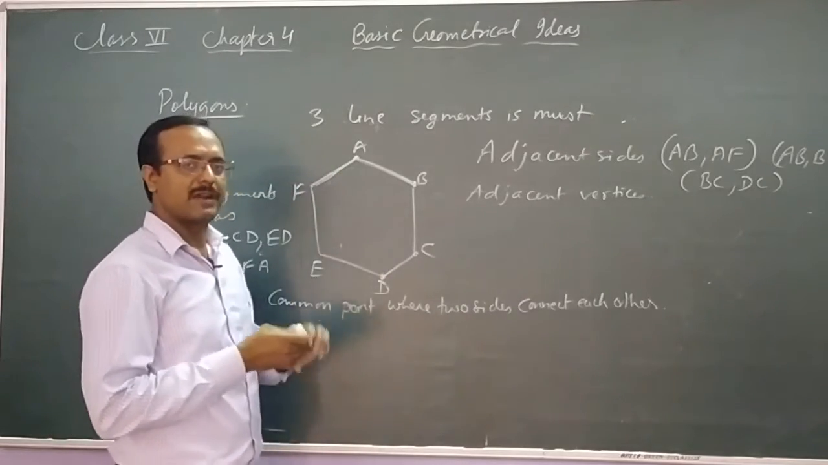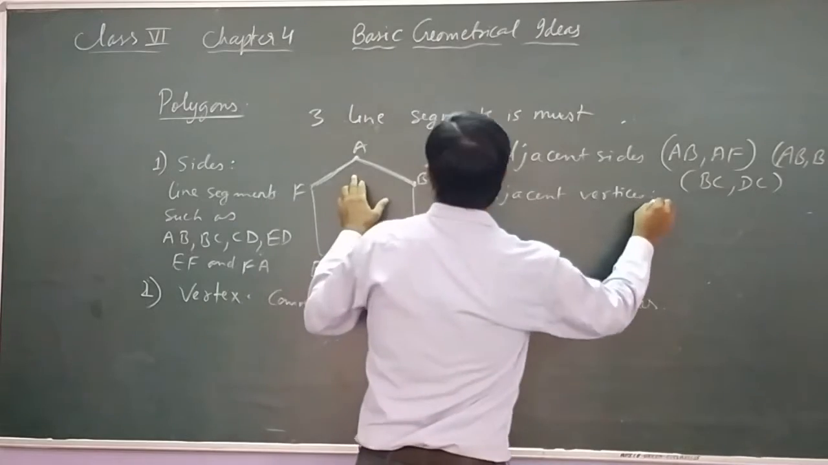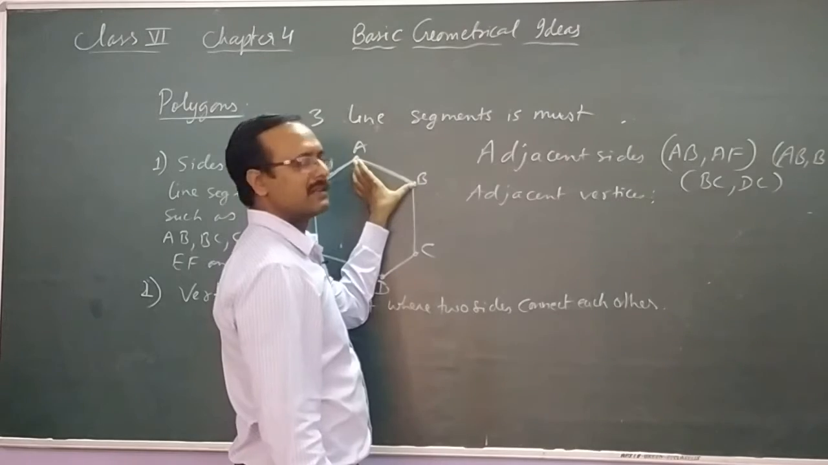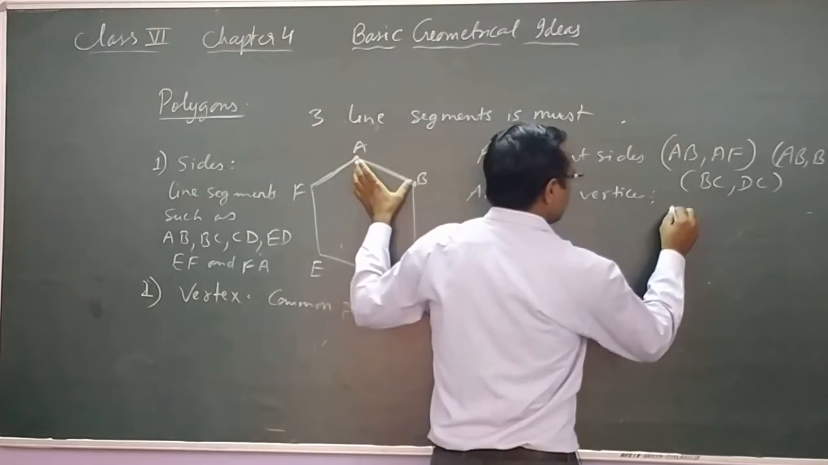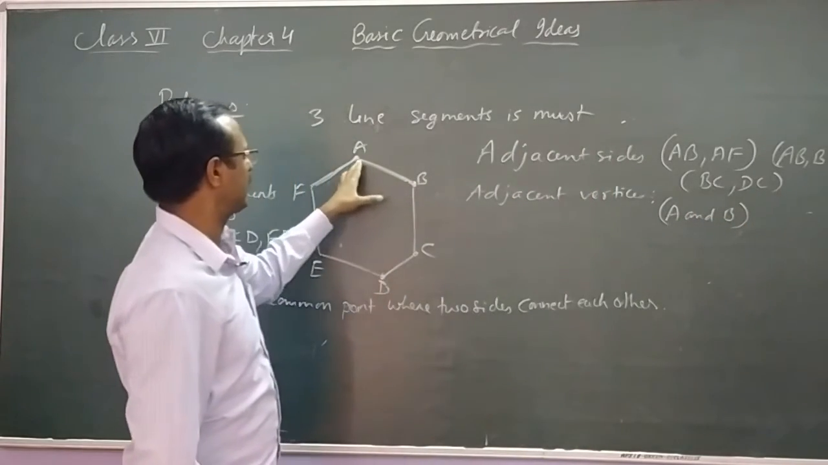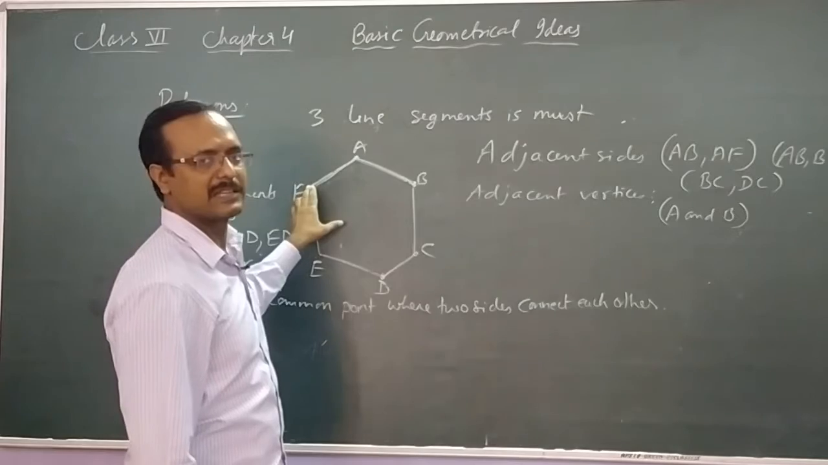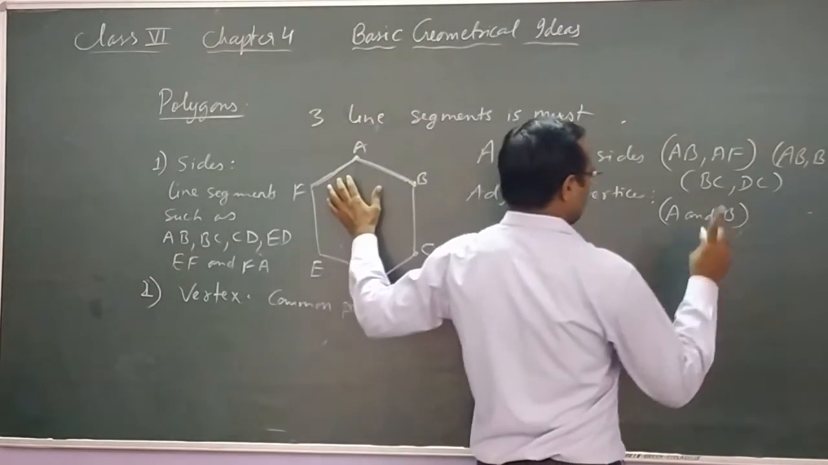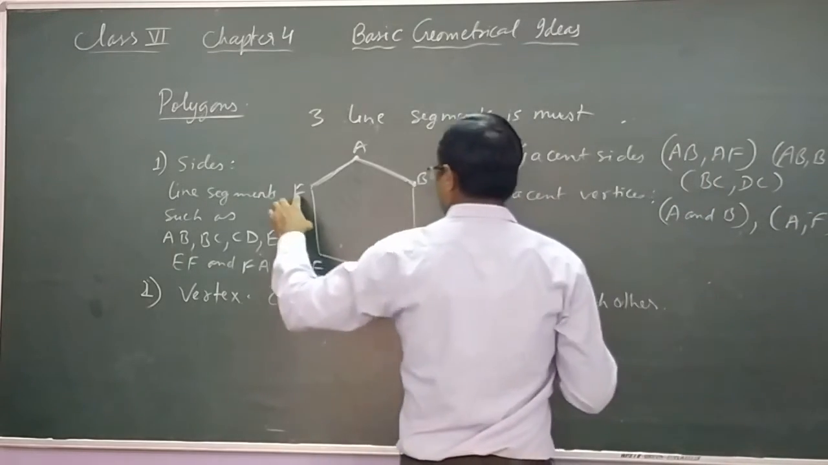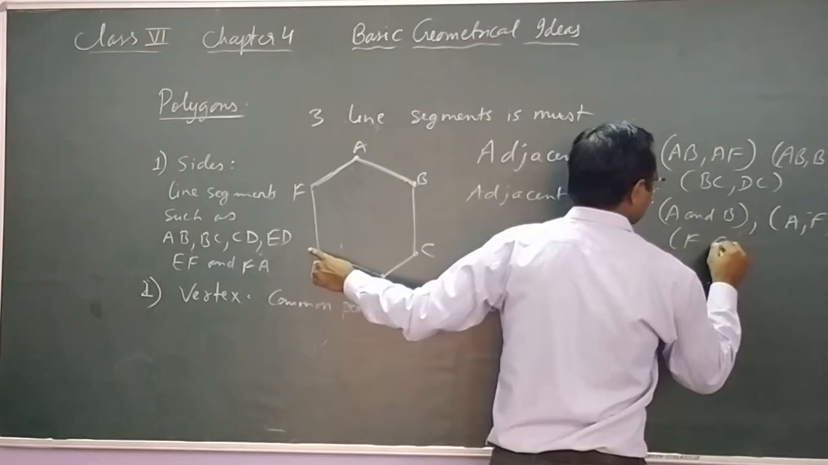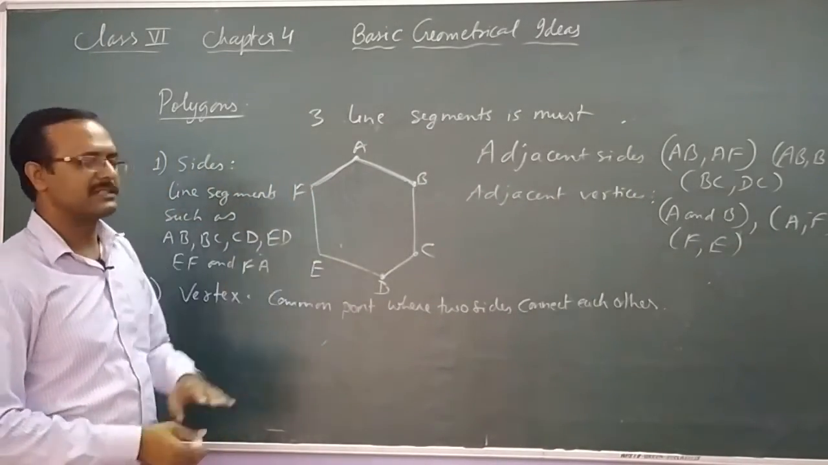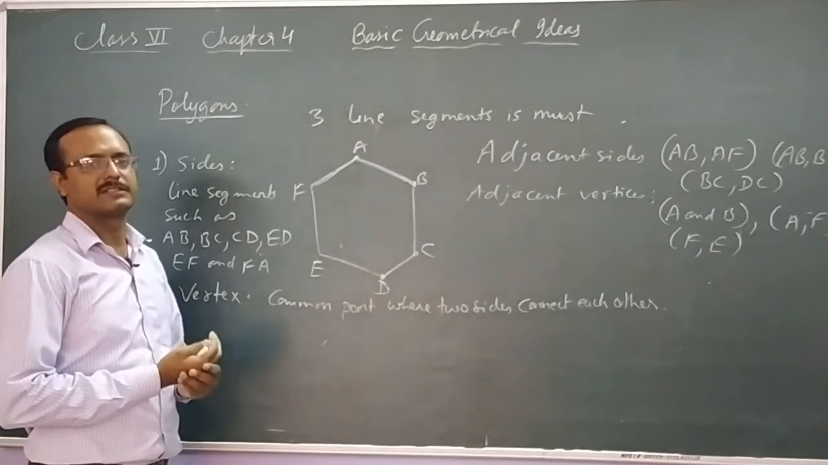Similarly, we also have adjacent vertices. See here, the points A and B both are joined by a single line segment, so they are adjacent vertices. A and B are adjacent vertices. Similarly, you can see A and F are connected by a single line segment, that is by one side. You can say these are also adjacent vertices. F and E are also adjacent vertices. In this way, you can say ED, DC, BC are the pairs of adjacent vertices.